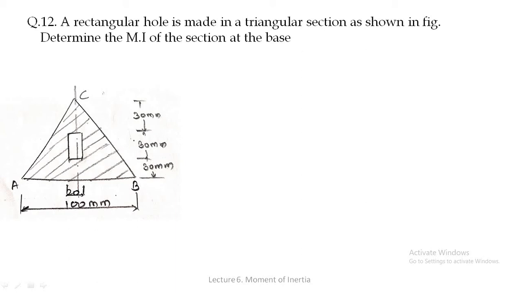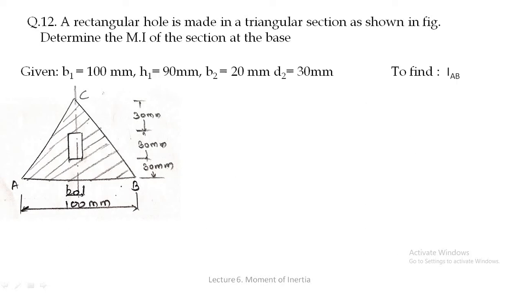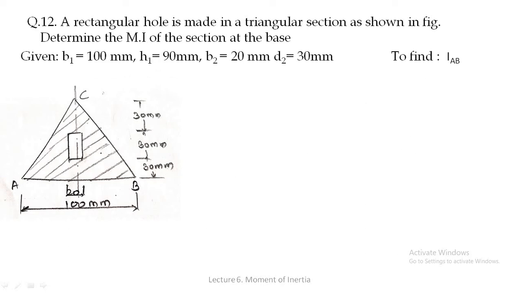Remember over here that one section is cut from another section and the remaining, which is shown by the inclined lines or the hatching lines, that much only is the remaining portion of this section. So let us write the given values. If we consider triangle as first part or first section and rectangle as second part or second section, we will have B1 is equal to 100 mm, H1 is equal to 90 mm, B2 is equal to 20 mm and T2 as 30 mm.